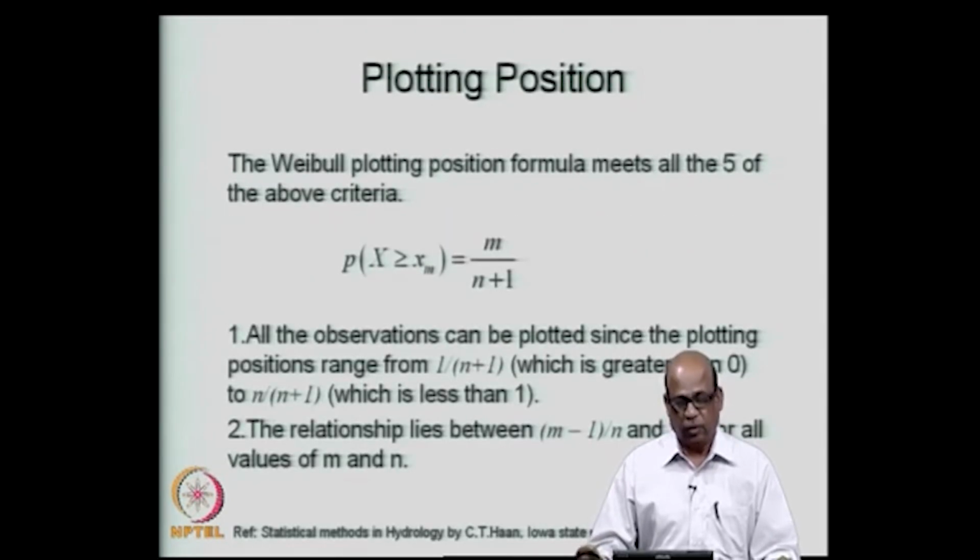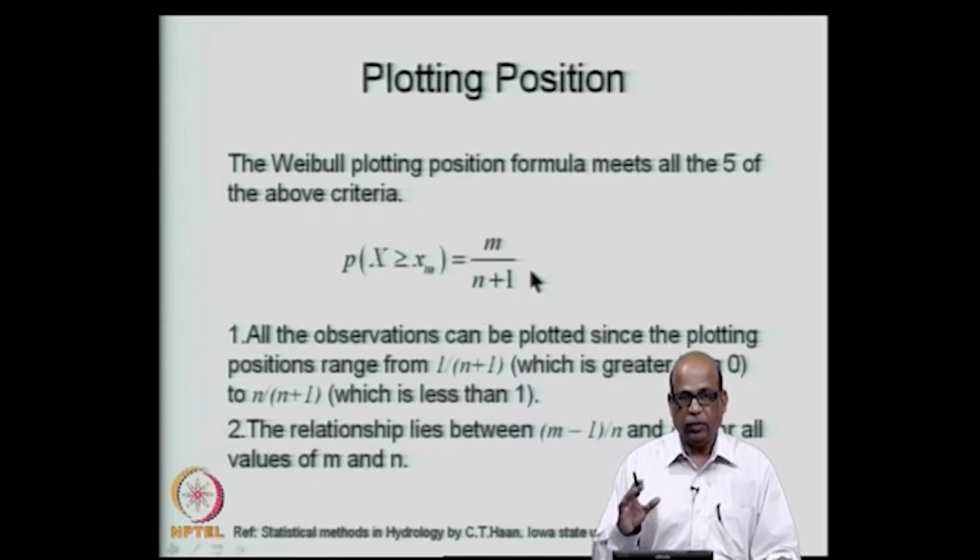Let us look at Weibull's plotting position formula. It is given by the probability of X being greater than or equal to x_m is equal to m divided by n plus 1. m is the rank when we arrange the values in descending order, and n is the total number of values.